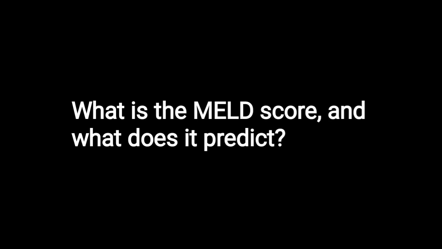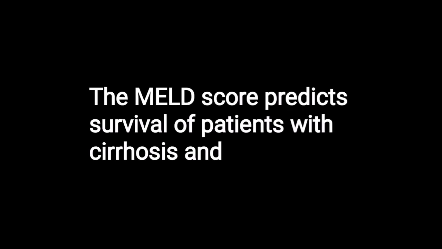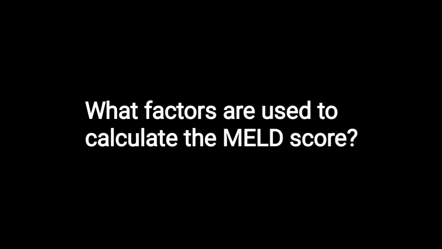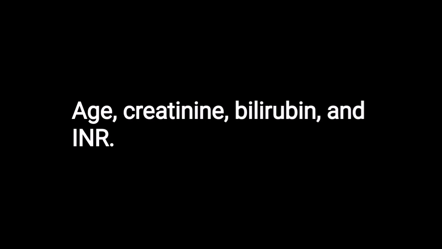485. What is the MELD score and what does it predict? The MELD score predicts survival of patients with cirrhosis and alcoholic hepatitis. 486. What factors are used to calculate the MELD score? Age, creatinine, bilirubin, and INR.